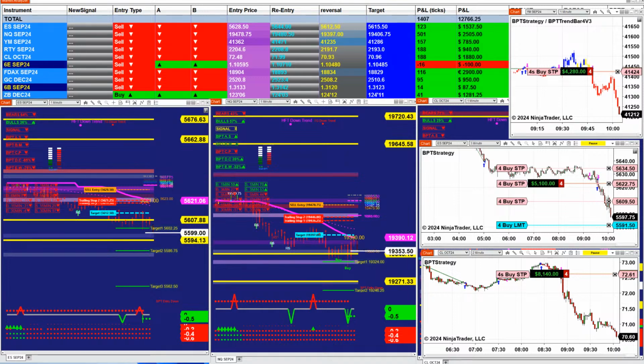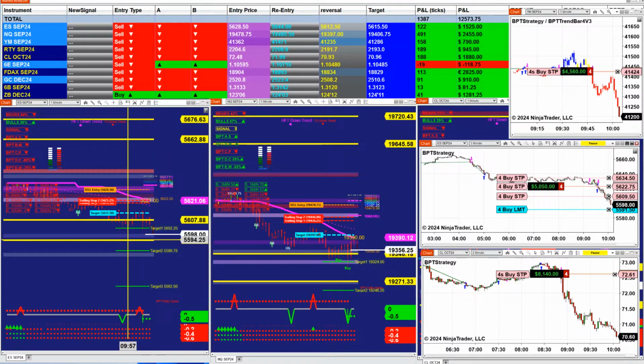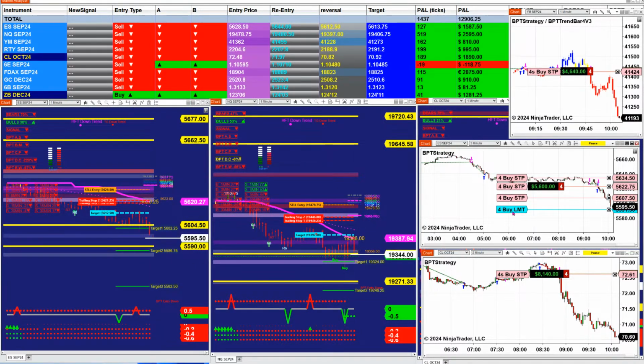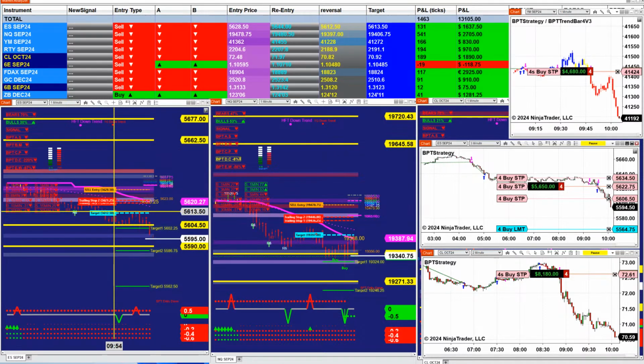It was a good entry for a short Nasdaq. We called it. And on the ES, maybe we're gonna go into target 2. This is the final target. It's between the 2 yellow line here, 5587. We can drag it a little bit more. Grab a little bit more on it. It doesn't hurt.